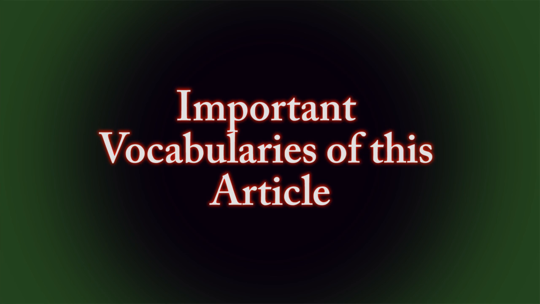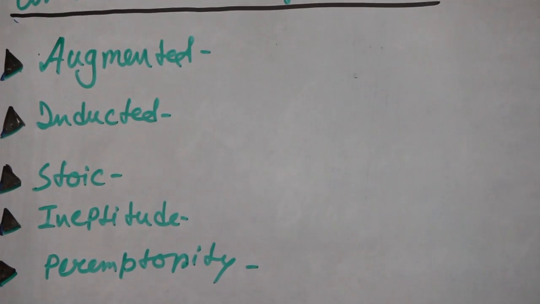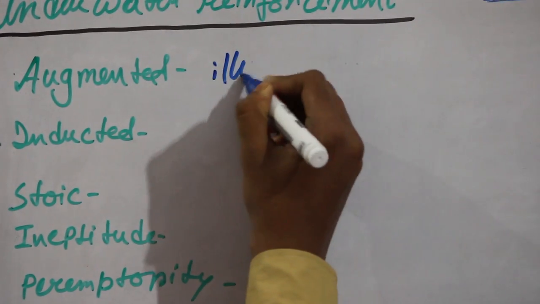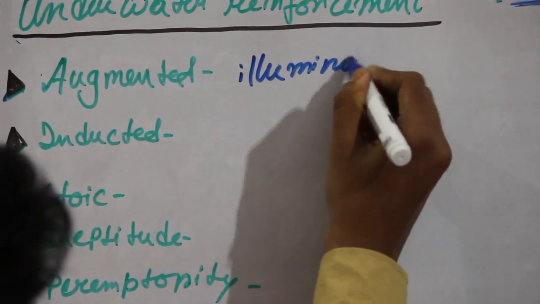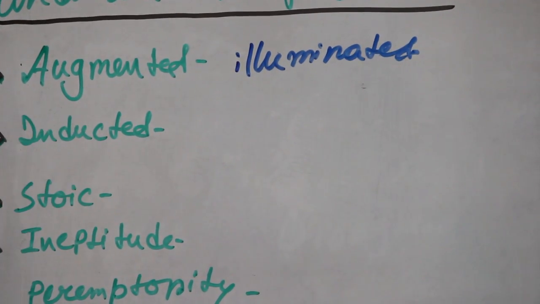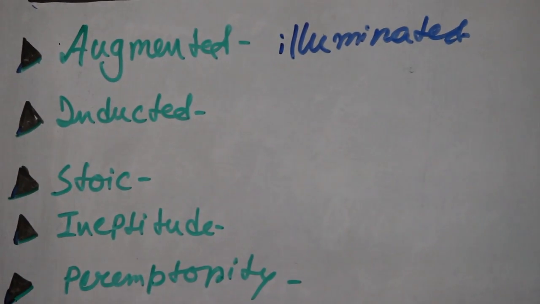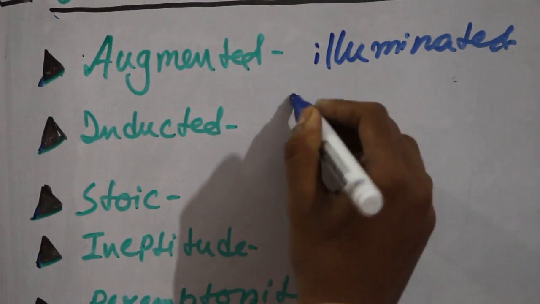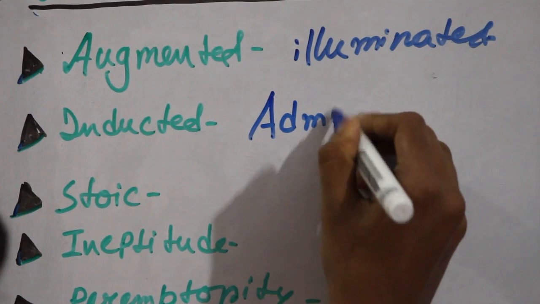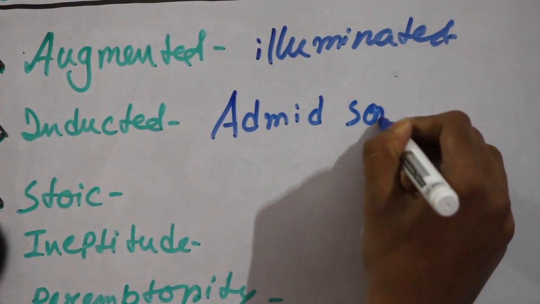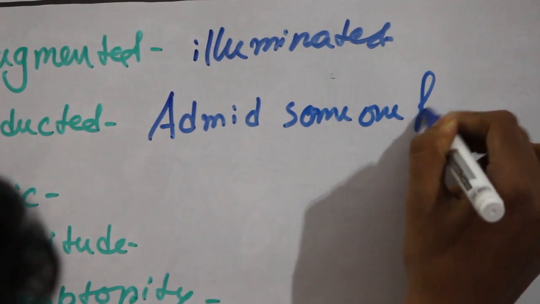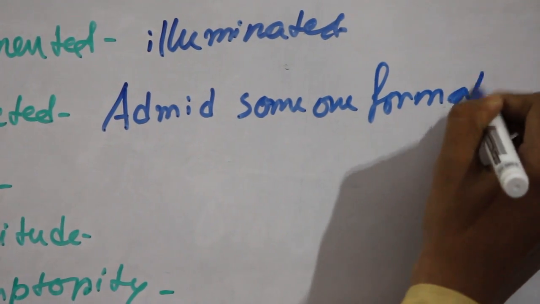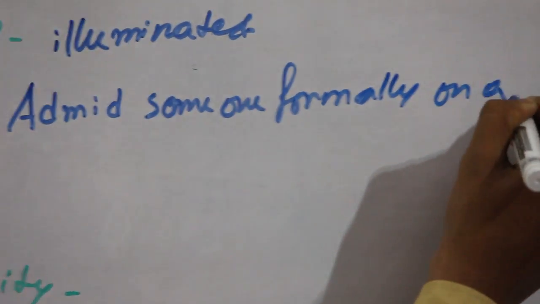So now we will go into the vocabulary part. First one is augmented. Augmented means excited or illuminated. Next one is inducted. Inducted means admit someone formally on a position.